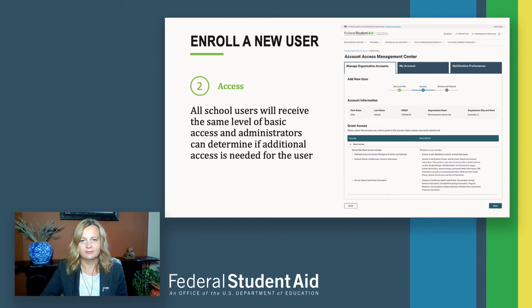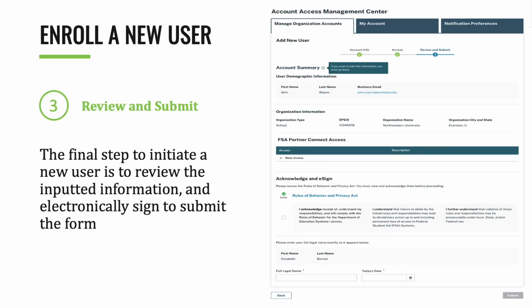In step 2, administrators can review the type of access being granted to a new user. Access determines what the user can view in the Partner Connect system, and all partners' organization types have been given unique levels of basic access. The last step requires administrators to verify that the demographic information is correct, acknowledge the Rules of Behavior and Privacy Act, and provide their electronic signature. Again, the paper forms are not required.